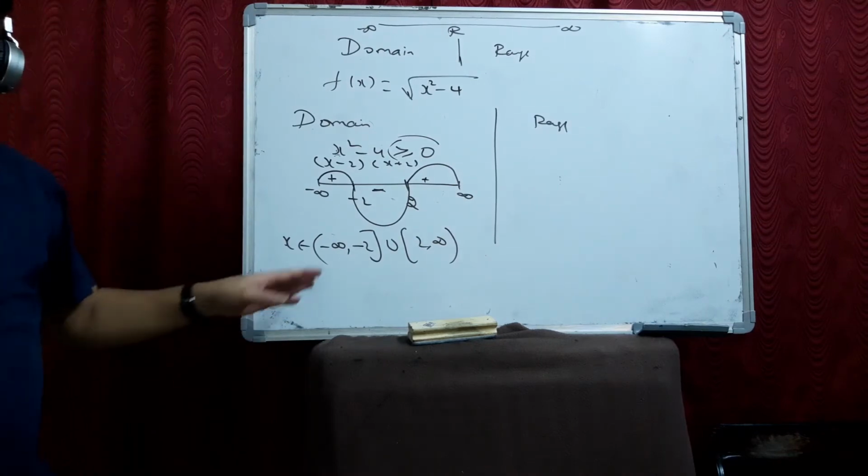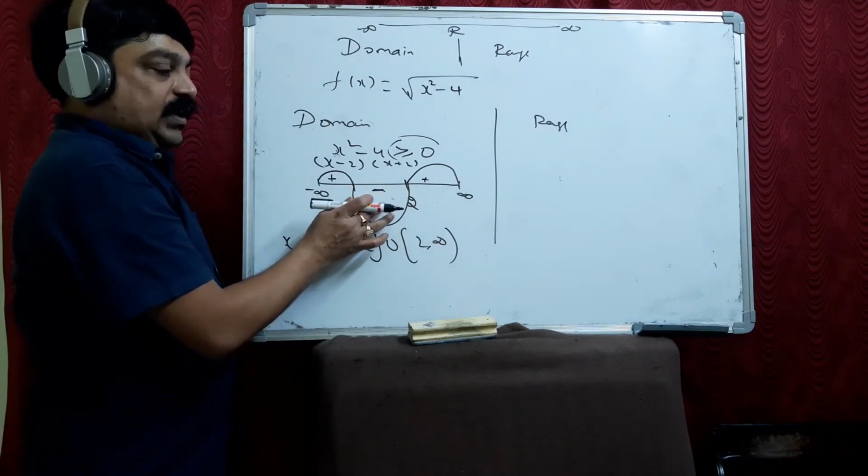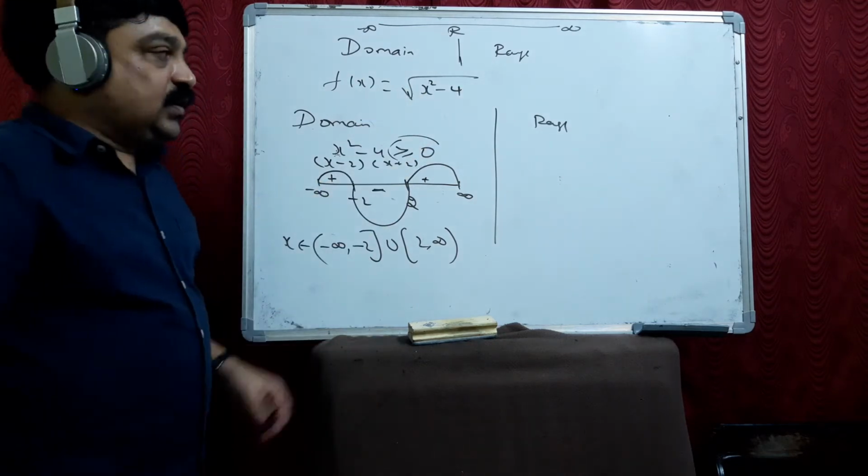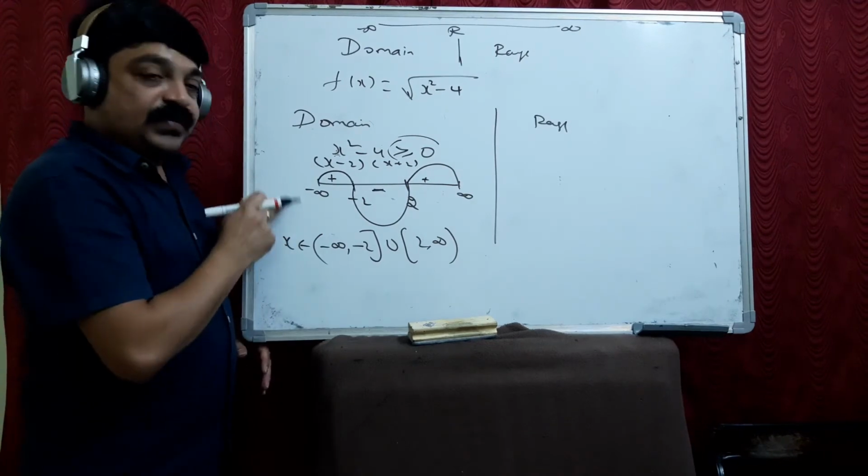That means these are the values which we can give. Can I give any value between minus 2 to 2? If I give 0, what happens? It becomes root of minus 4. It won't exist. This is the way to do such problems.